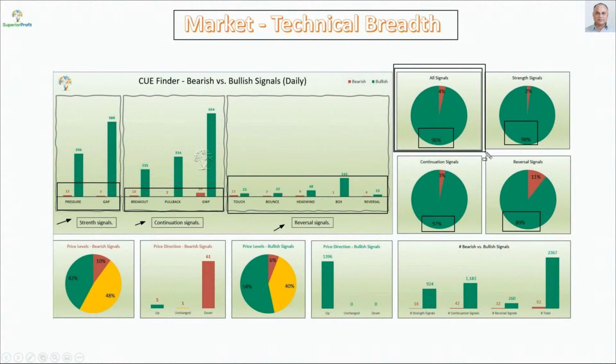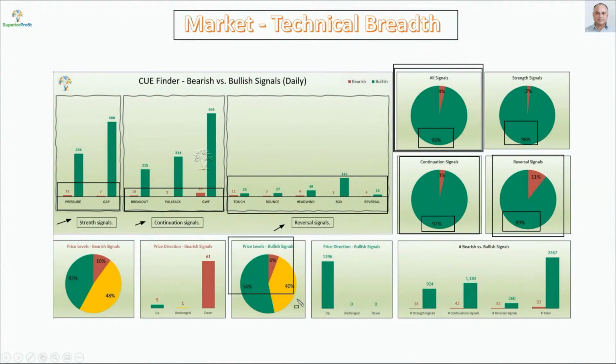When all signals are bullish, I am going to look for long trades. If trend continuation is bullish, I am going to look for trend continuation trades. If reversals are bullish, I am going to look for reversal long trades. Sometimes this also alerts us about possible reversal.